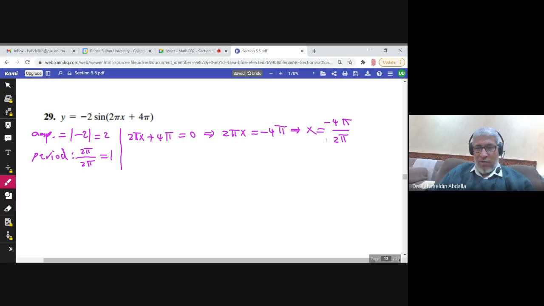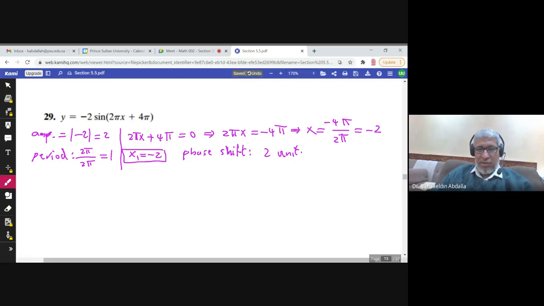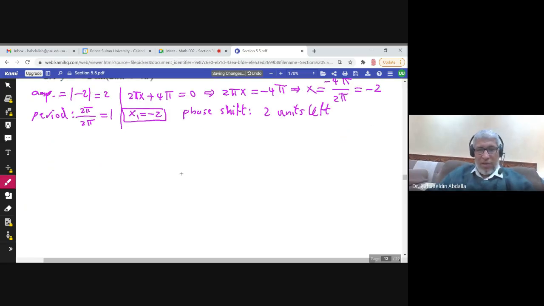Do it carefully. So negative 4 pi over 2 pi, pi cancels with pi, and I have negative 2. So x1 is negative 2. I will start from negative 2, and the phase shift is 2 units to the left. All right. Now let us do the table, the 5 key points, x and y.